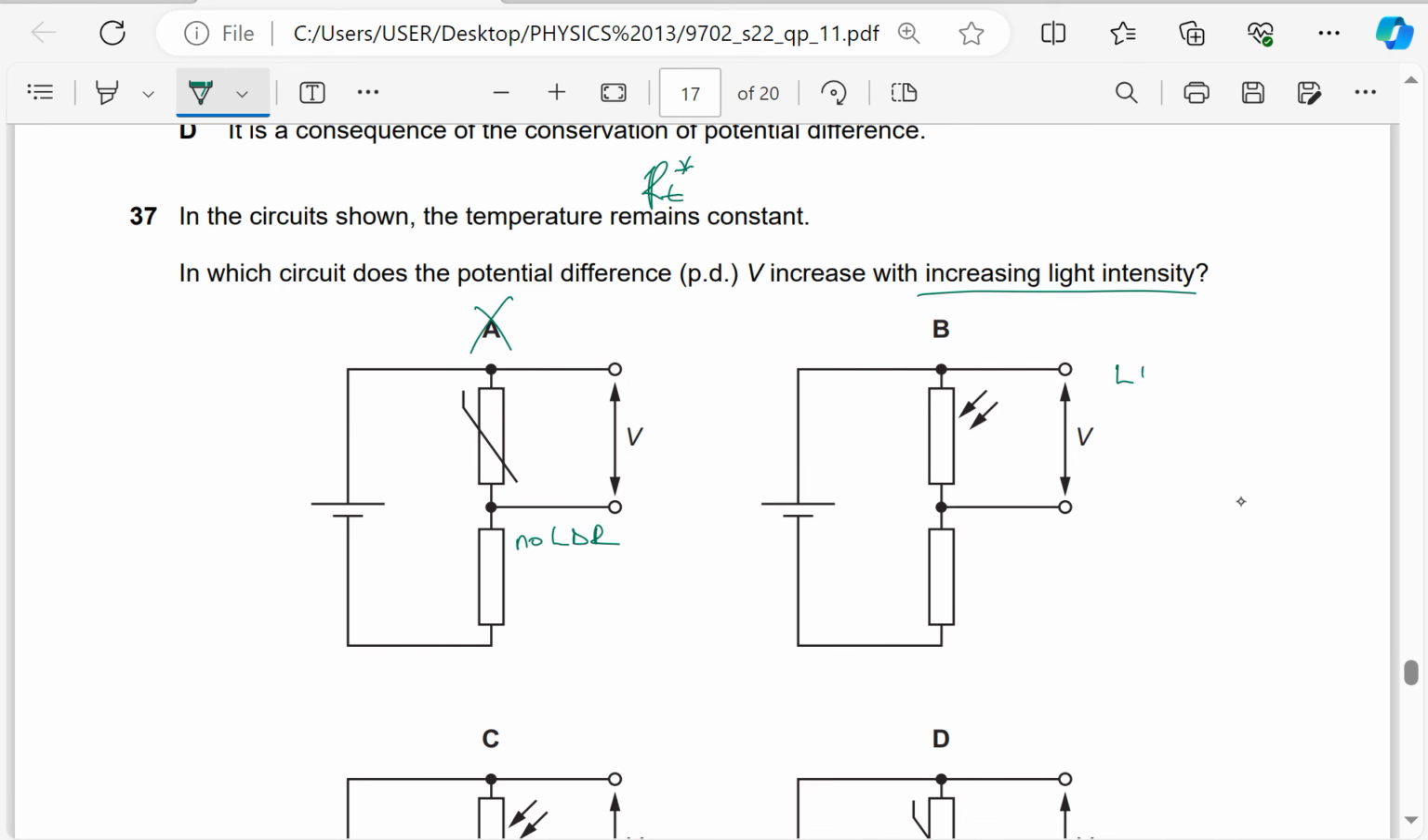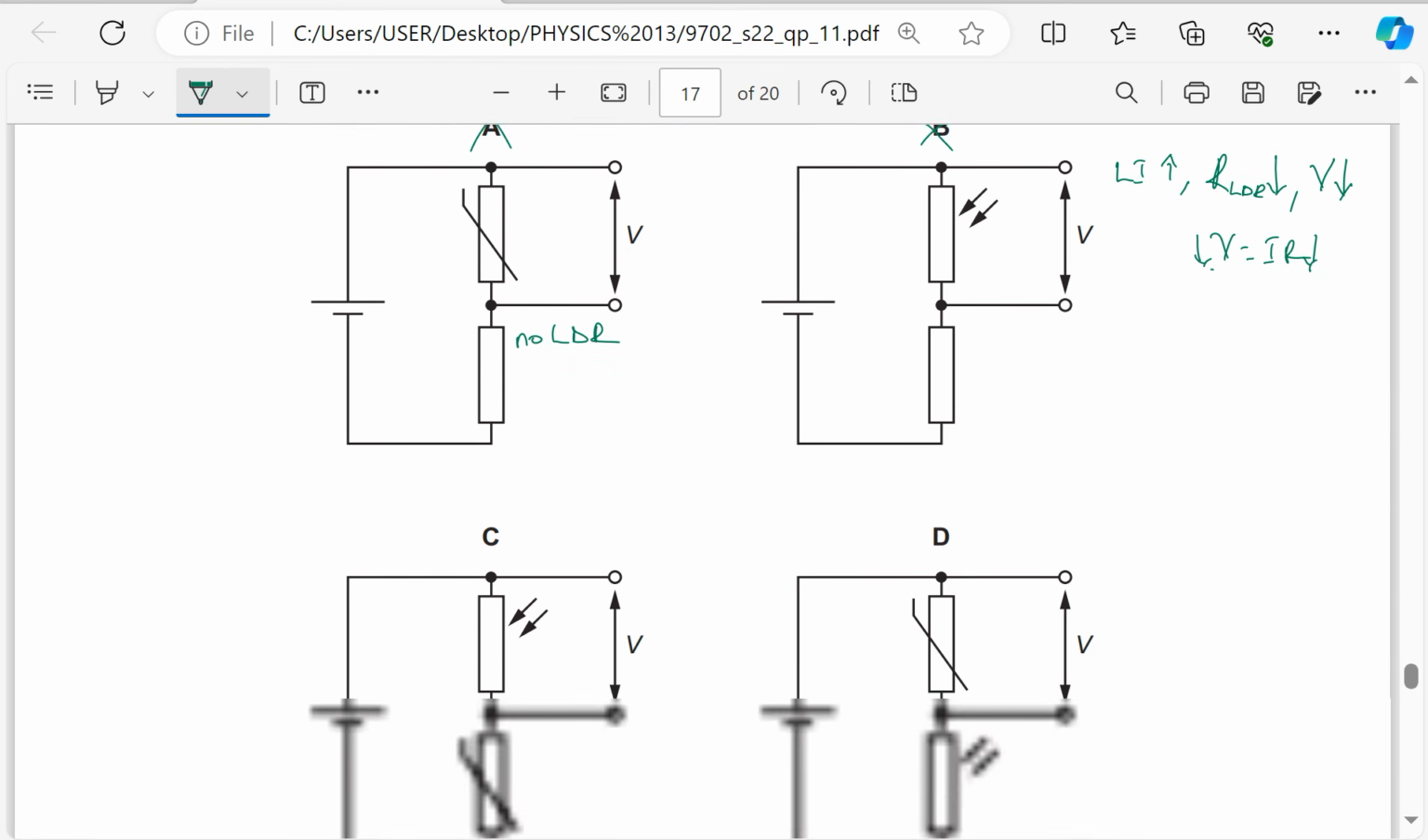So the light intensity has been increased, which means the resistance of the LDR decreases because they are inversely proportional, which means the PD across the LDR must decrease because the PD is equal to I times R. Because R has decreased, the PD should decrease. So B is also out. We want V to increase.